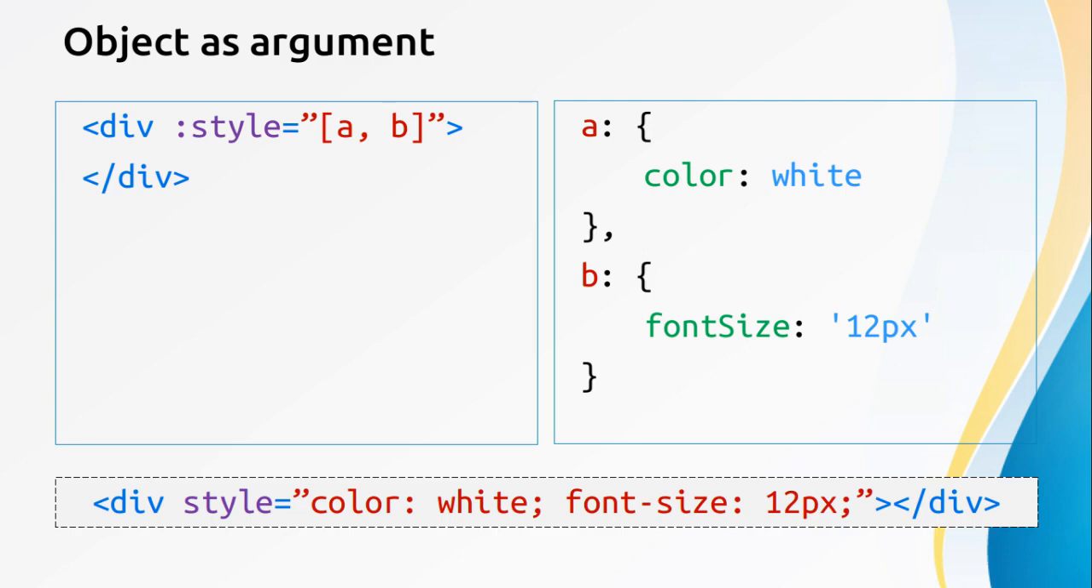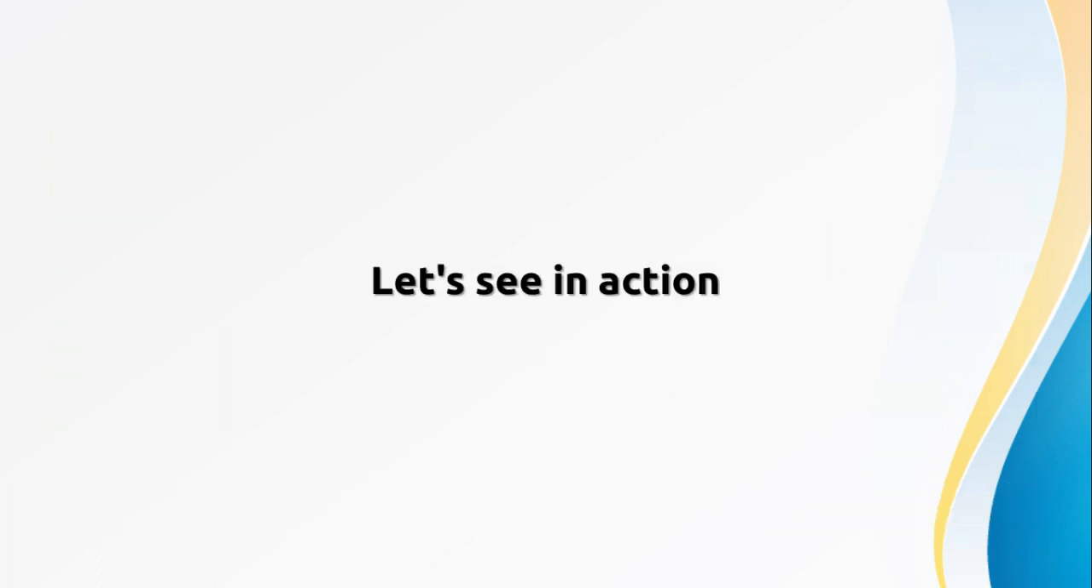Alright, that's all about style bindings. We can dynamically apply inline CSS to an element by passing CSS styles in an object, or an array if we need to combine several styles. Okay, let's see it in action.